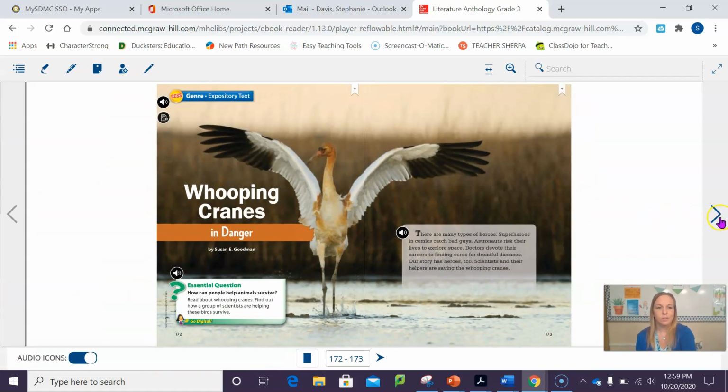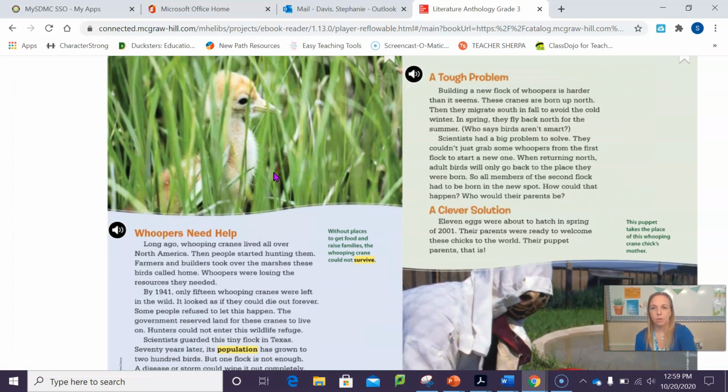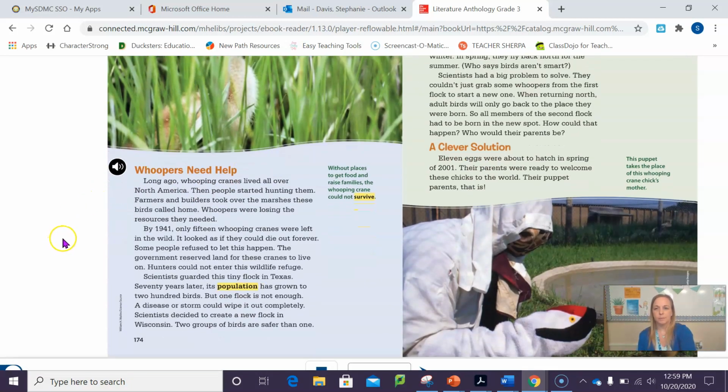So right away, boys and girls, I know that we are discussing saving the whooping cranes. And I'm going to go ahead and read page 174, Whoopers Need Help.